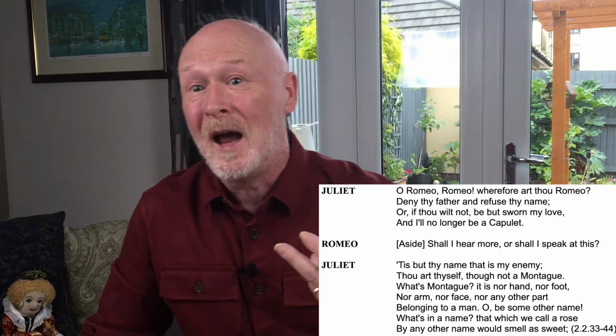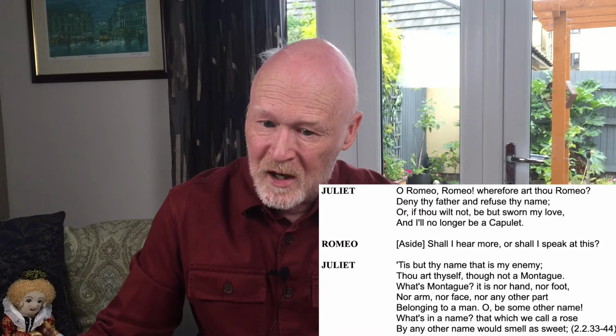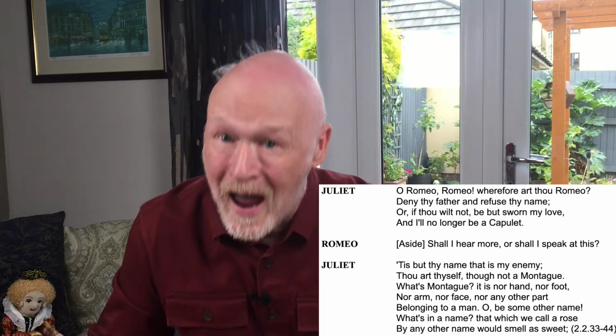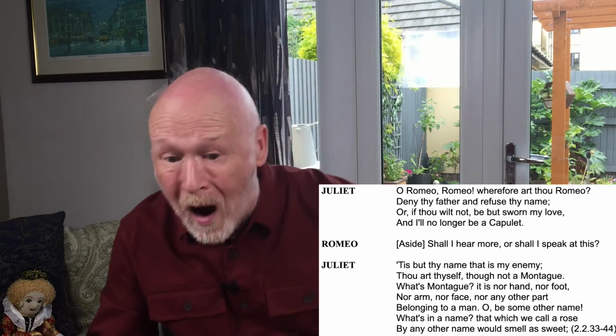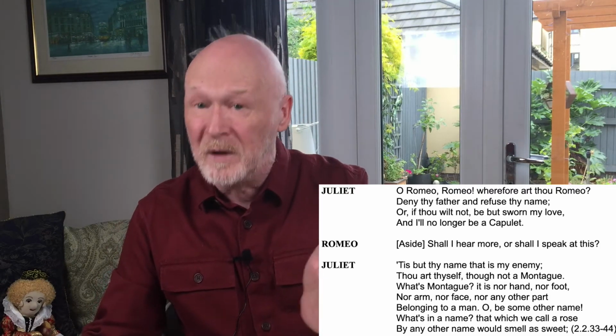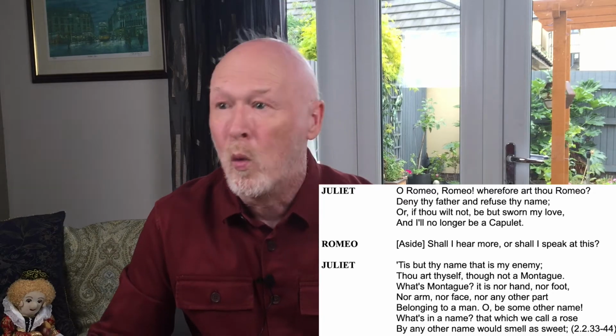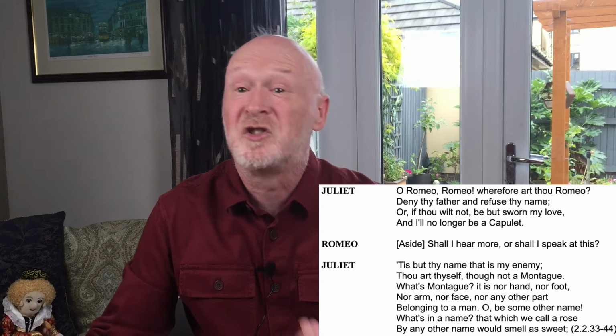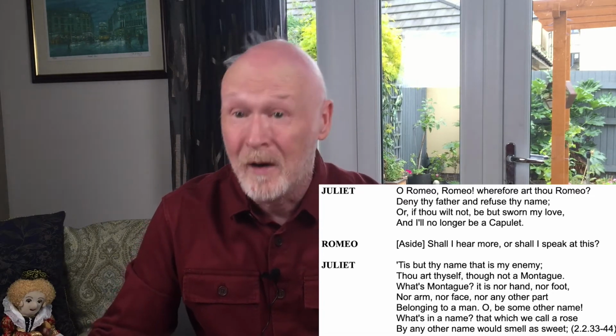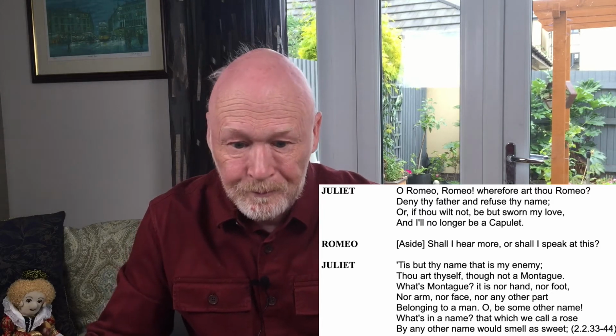Now this is a moment where our language has changed. She's not saying, "Where are you?" She's saying, "Why are you?" Wherefore means why in this period. Why did I have to fall in love with Romeo? Why did it turn out to be you? Because she knows that his family and her family hate each other's guts.